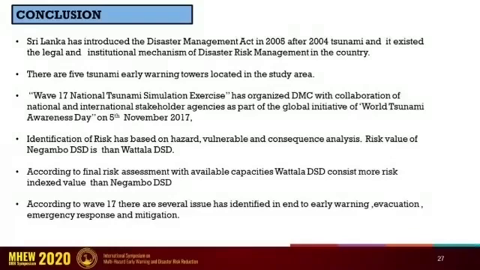There are 5 tsunami early warning towers located in our study area, and this Wave 17 exercise gave more important lessons to develop future tsunami risk reduction activities. To develop these activities, we conducted hazard, vulnerability and consequence analysis for this study area. According to the risk assessment, Wattala needs to develop more capacities to reduce the risk of the tsunami.